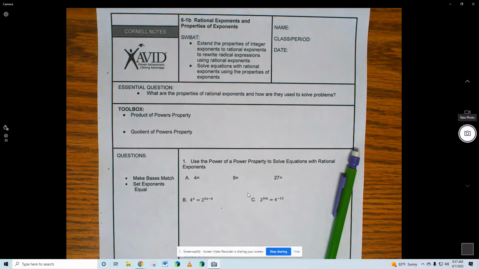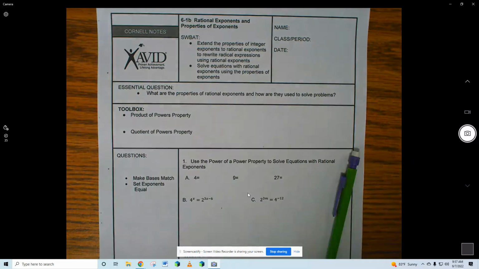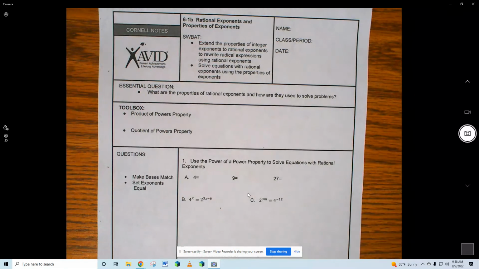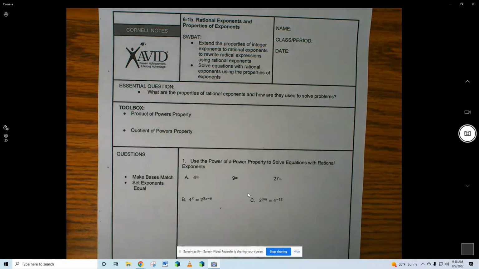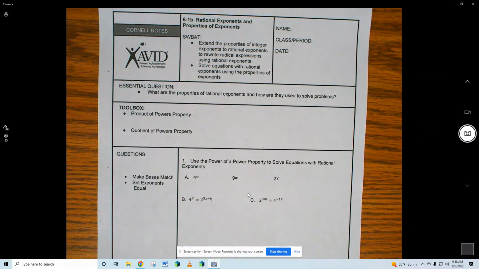Hi, we are on Chapter 6, Lesson 1, Part B. We started our lesson yesterday when the bases were the same: I would make the exponents into an equation, and I would just solve the equation. So I really wanted the bases to be the same, like both of them to be a 2, or both of them to be an x, or whatever it was. So today I'm continuing on with that, but our bases might not match today. And so we're going to talk about what to do in that case.